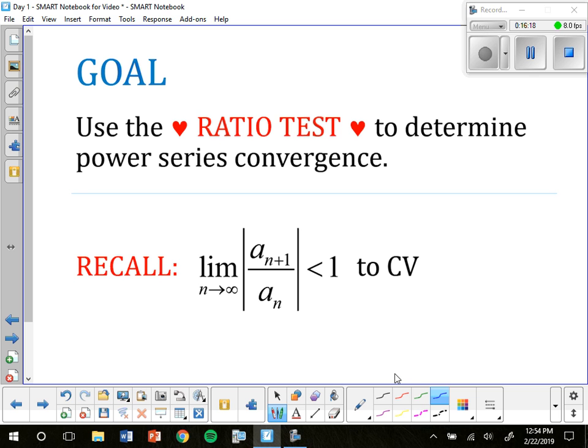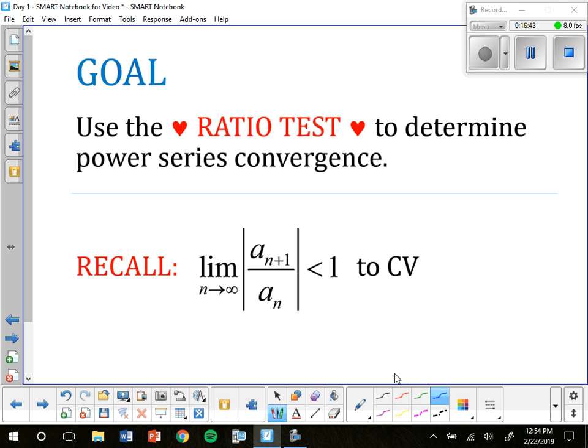I love the ratio test. We will use the ratio test all the time. This is the most used test. So our goal for today is that we're going to use the ratio test to determine power series convergence, which means we probably need to remember what the ratio test is.